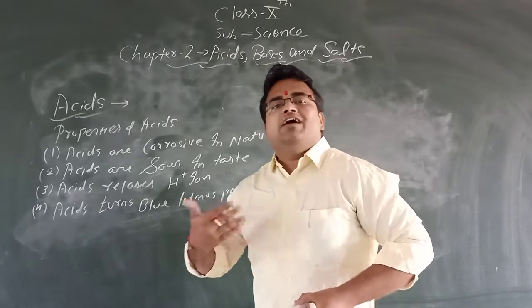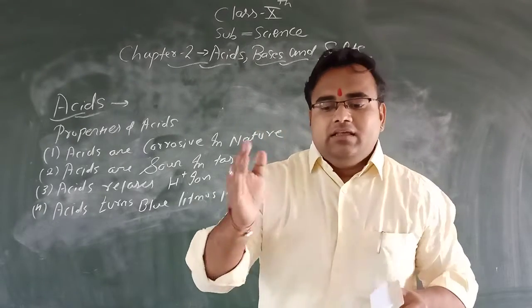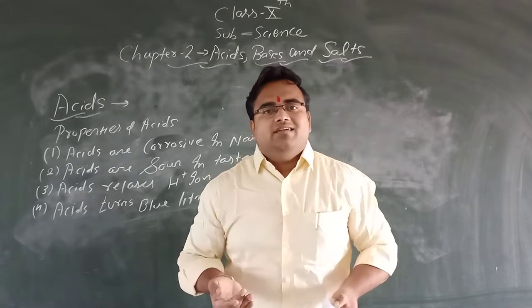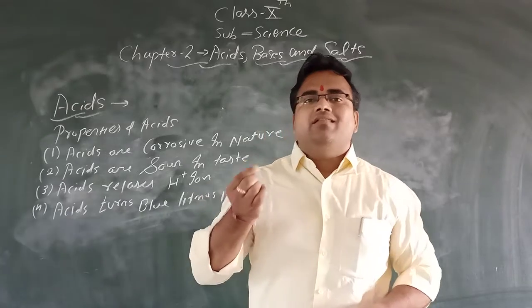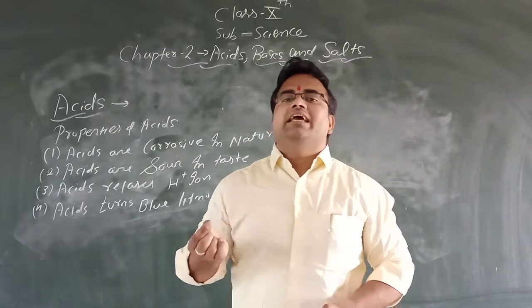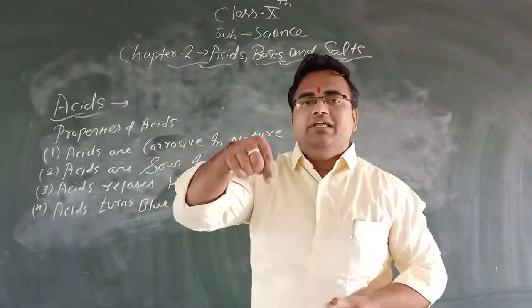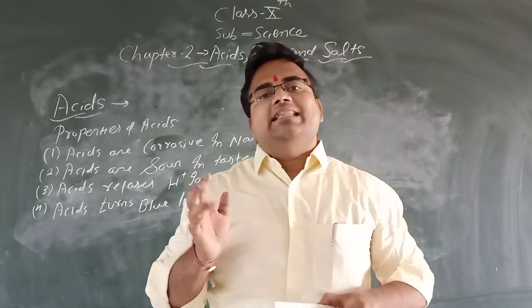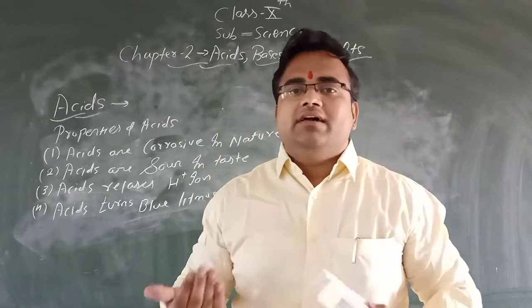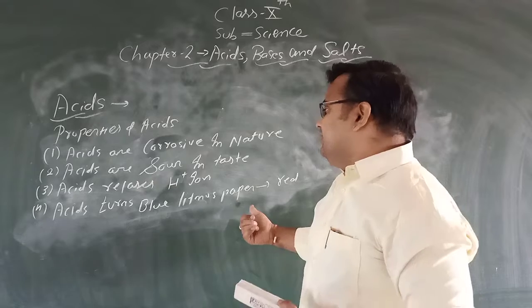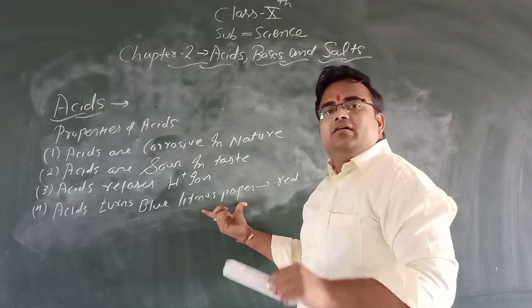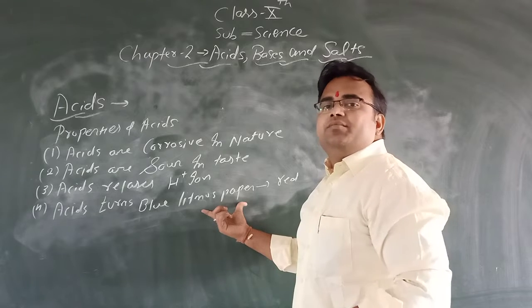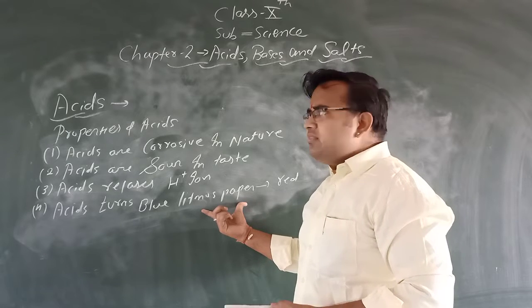How do we come to know that the given substance is an acid? There is one test known as the litmus paper test. If we take blue litmus paper and dip it into the solution of acid, then the blue litmus paper will turn red. So according to this test, we can be clear that the given substance is an acid.